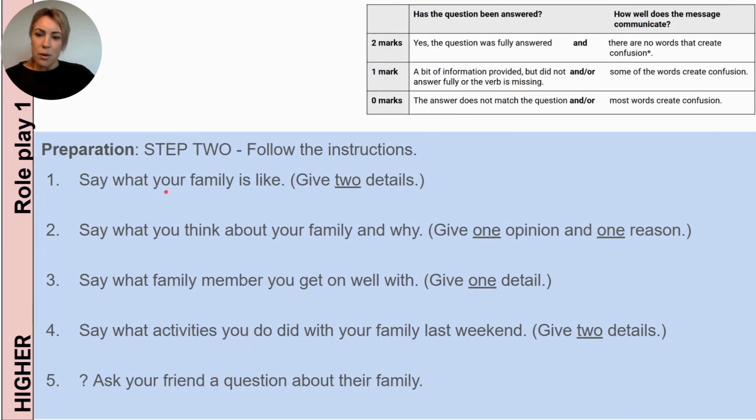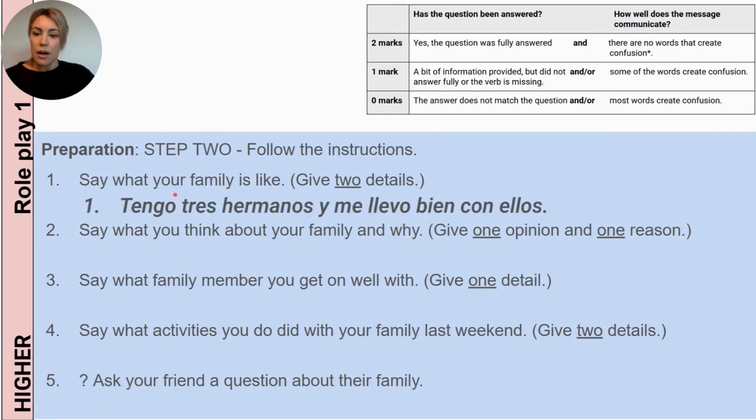Number 1, say what your family is like. I am going to provide an answer here. I wrote number 1 and it says give 2 details. So I must say 2 things. I'm going to say, tengo 3 hermanos y me llevo bien con ellos. There we go. I've got 3 siblings and I get on with them. So that is 2 pieces of information. 3 hermanos, me llevo bien con ellos.